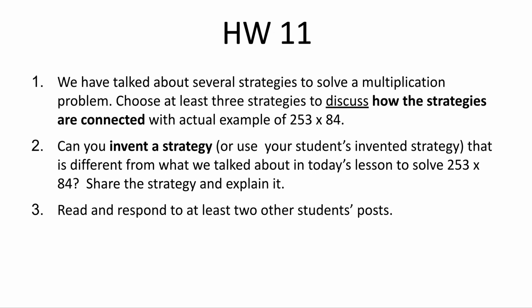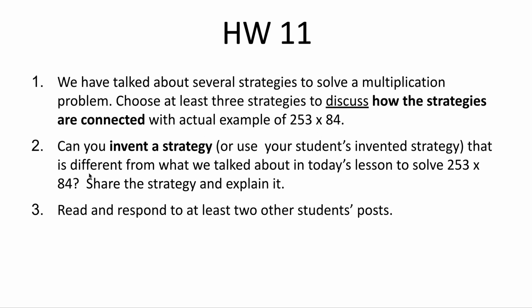The first one you need to do is this. We have talked about several strategies to solve a multiplication problem. Choose at least 3 strategies and discuss how these 3 strategies are connected. If you do more than 3, I think it's going to be really cool. And I want you to show with the actual example of 253 times 84. So if you want to show, for example, the partial product, I want you to use actual numbers to compare and show the connections there. You can take a picture or you can type in whichever you want to do it and post it, okay?